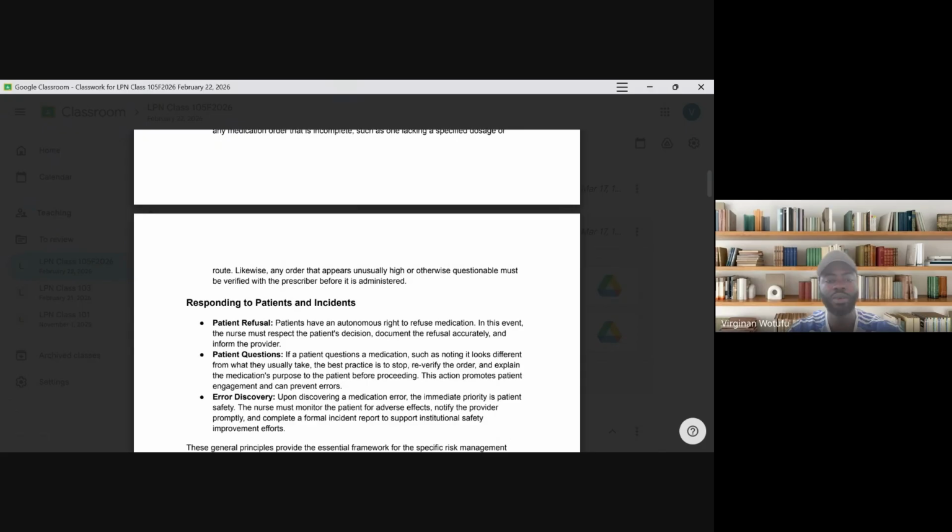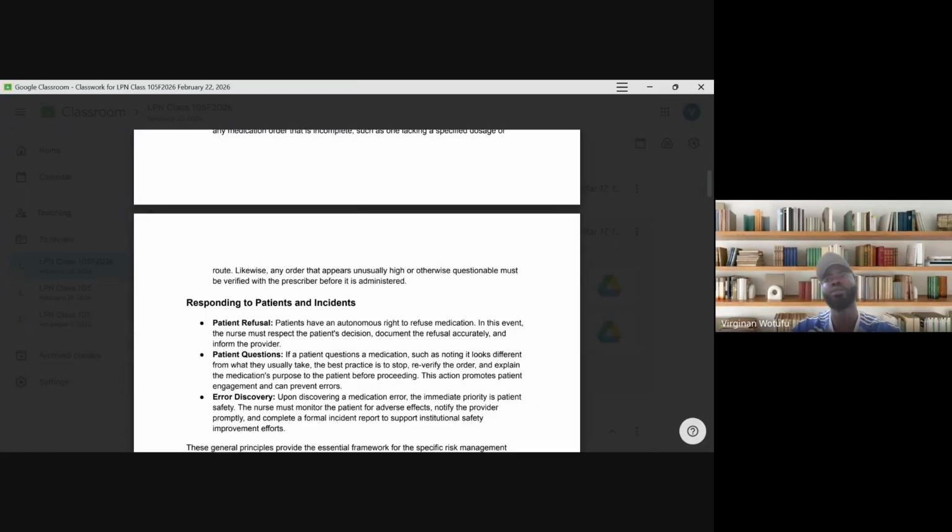We talked about this already in the previous slide, responding to patient incidents like patient refusal, where the patient is autonomous, you respect the patient's decision, you document, and you report to the provider, or you inform the provider. And patient's questions as well. If a patient has a question about an order or the medication, you stop, you verify, and you explain, right? Or you check with the pharmacy.